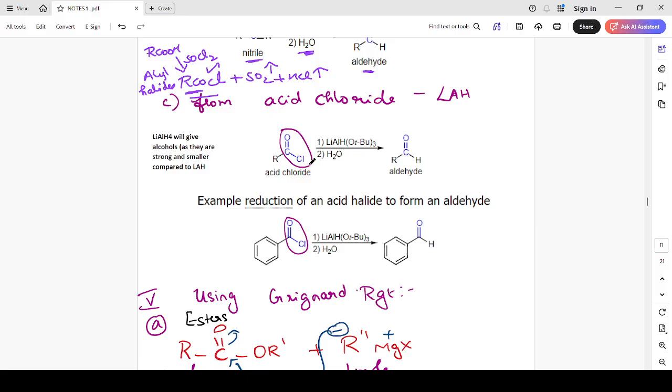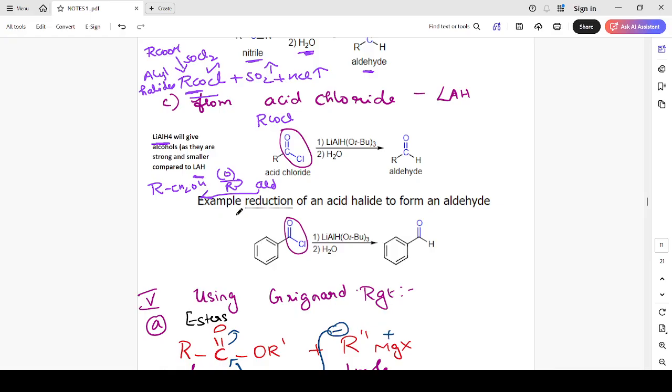I have RCOCl. If I have RCOCl in the presence of lithium aluminium hydride, if I use, they will provide me alcohols. I repeat, I hope you remember, I had this primary alcohol, RCH2OH. I oxidized it to aldehyde, isn't it? If alcohol upon oxidation is giving aldehyde, what will aldehyde on reduction give?